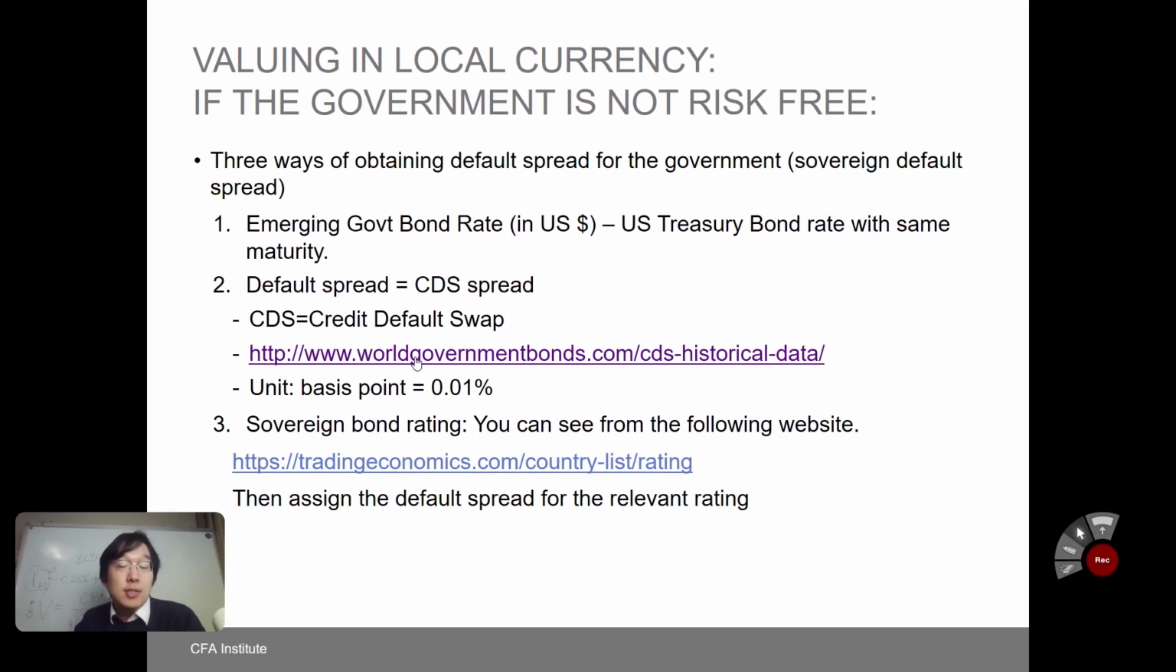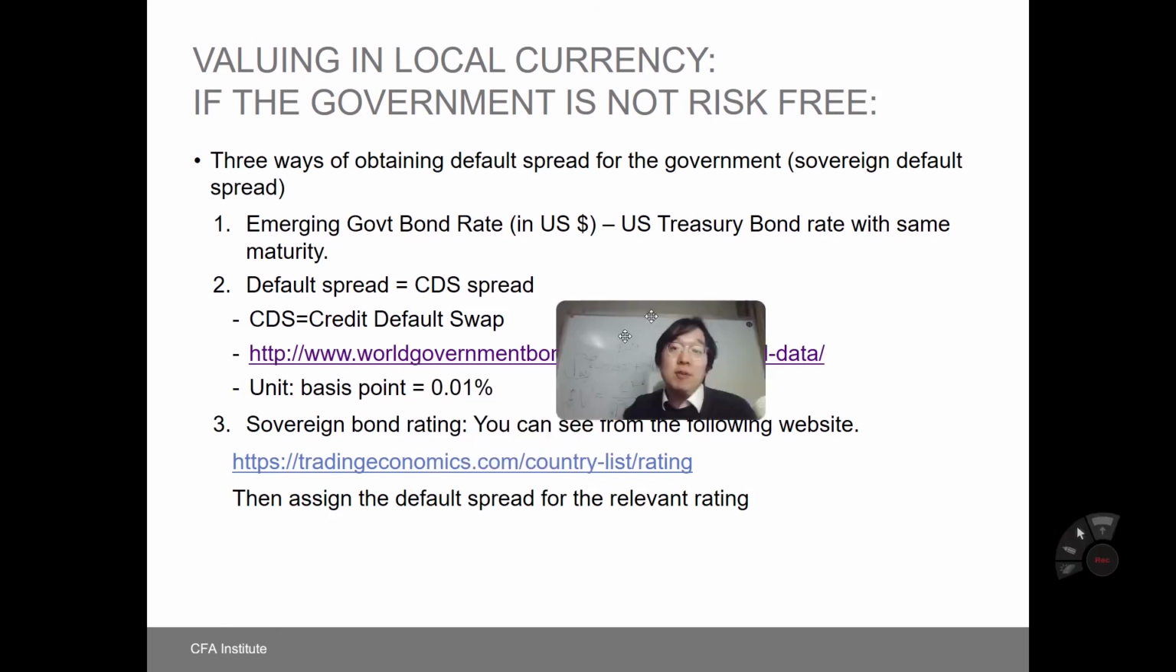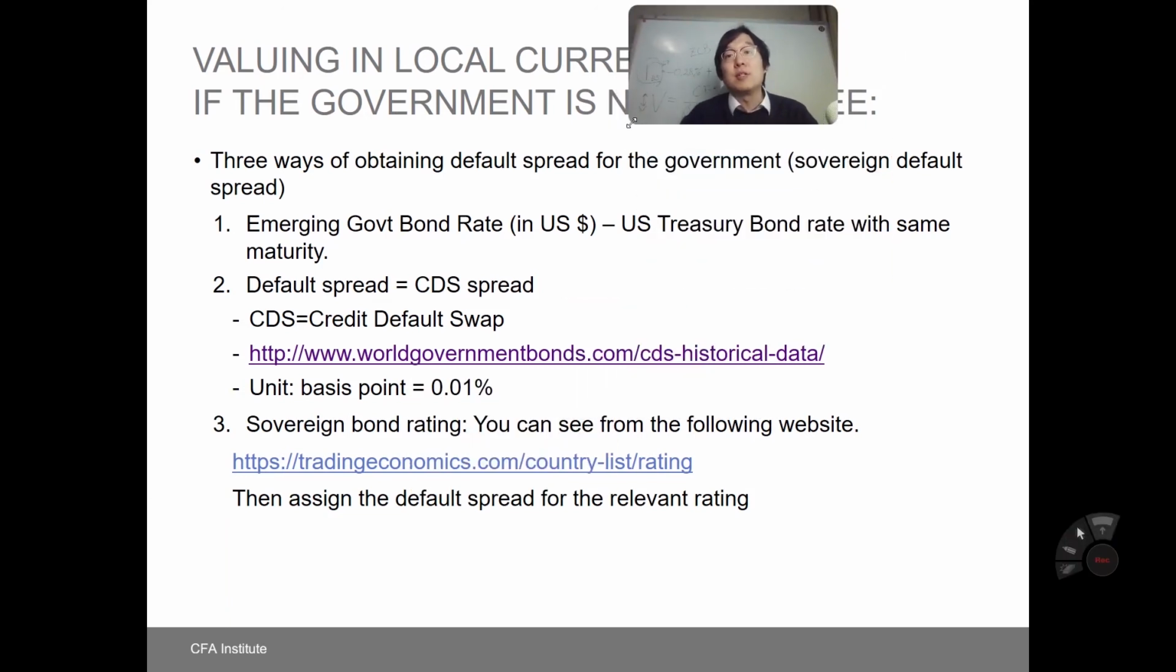And the good thing about the CDS spread is that there is an active market going on 24 hours, up to date, real time. It reflects the default risk of the borrower. So that's why I would say it's the best candidate for the default spread. The problem with CDS is that not all borrowers have CDS spread information. The CDS market started only recently, about 15 years ago or so. Before that, it was only the bond spread, the bond rating, the credit rating, that was the key determinant.